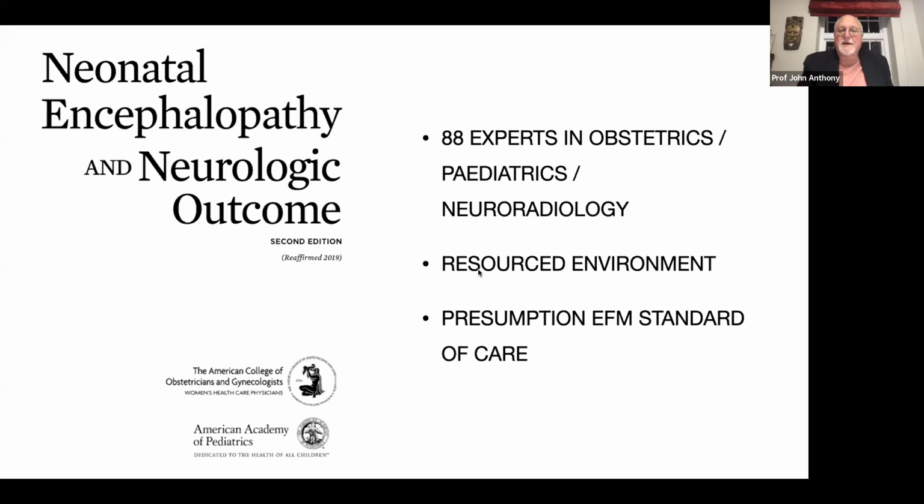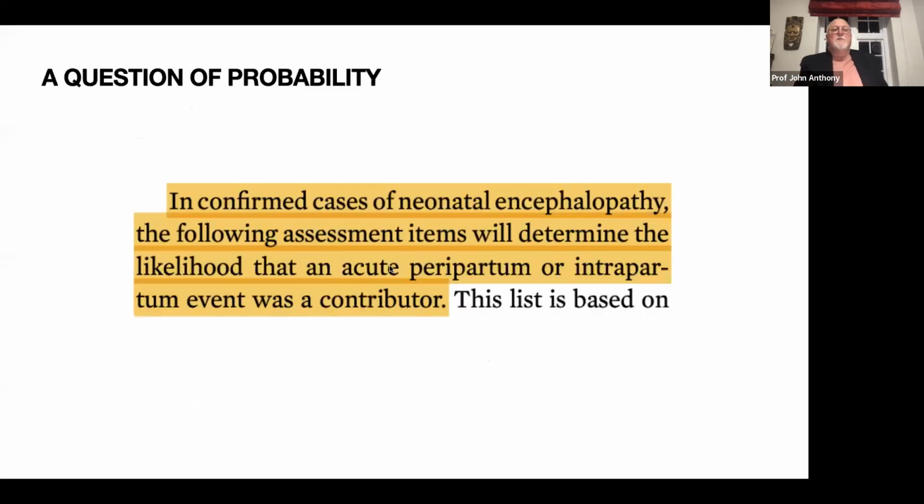And they work in a resourced environment where there are many things available that we don't have. For example, there's a presumption in here that CTG tracings are going to be used in every single labor, regardless of whether it's low risk or high risk, things that we can't afford. But they point out that there are a number of criteria that they take into consideration, which will allow the assignment of intrapartum hypoxia as the likely cause for adverse outcome in terms of neurological injury that is subsequently seen.